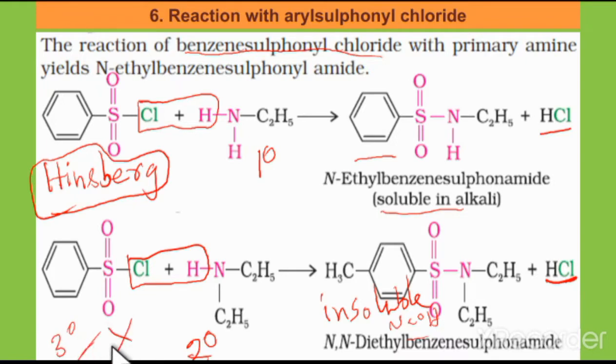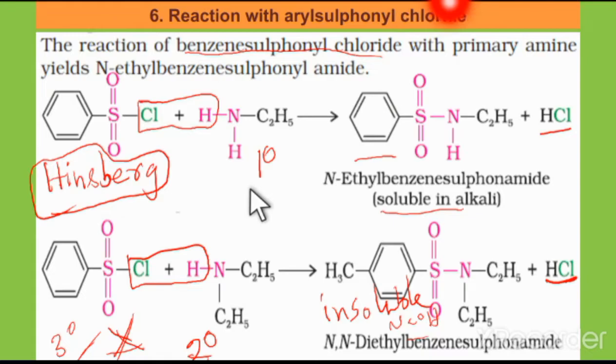Tertiary amines do not react with benzene sulfonyl chloride, because they do not have any hydrogen on the nitrogen, so they do not react towards benzene sulfonyl chloride. So that is the reaction of aryl sulfonyl chloride with primary, secondary, and tertiary amines. We can easily distinguish primary, secondary, and tertiary amines by this reaction.